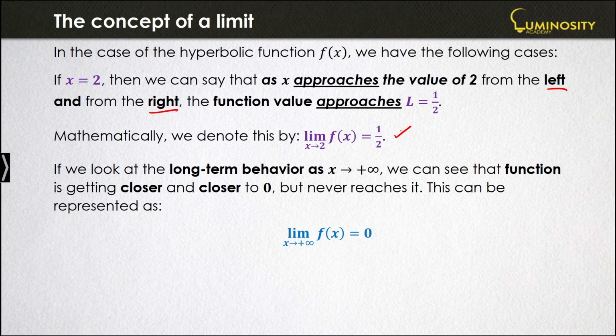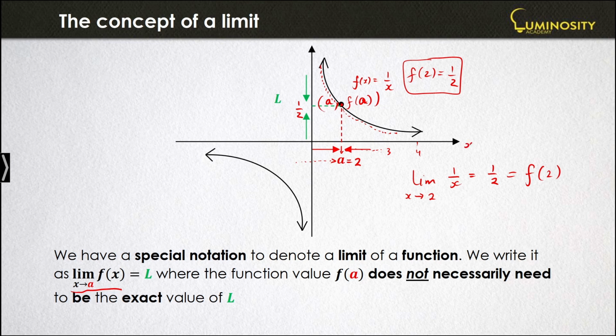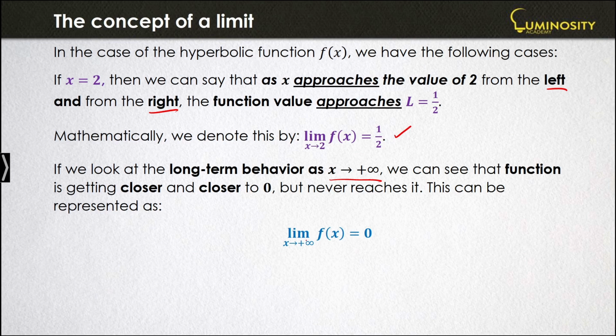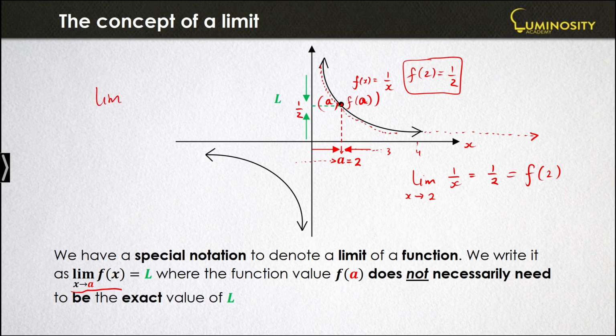And if we look at the long-term behavior, for example, as x goes towards positive infinity, so here's your x-axis. As you keep going, your x values keep going to positive infinity, what happens? Your y values are getting closer and closer to 0. Mathematically, we write this as the limit as x approaches positive infinity of the function f of x is equal to 0. This is how we define what an asymptote is. It is the limit as your x approaches an extreme value, in this case, positive infinity.